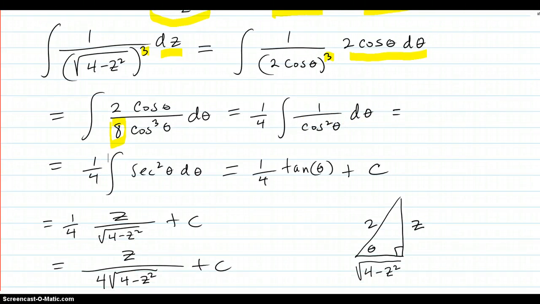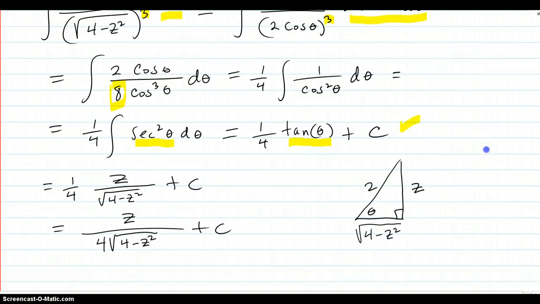And you realize that 1 over cosine squared is secant squared, and we know the antiderivative for that because we know that the derivative of tangent is secant squared. So this will be true. And now we always just have to go back to our picture and see what is tangent theta. Tangent theta is opposite over adjacent. So z over the square root of 4 minus z squared, and you got your 1/4, and so that's the answer.